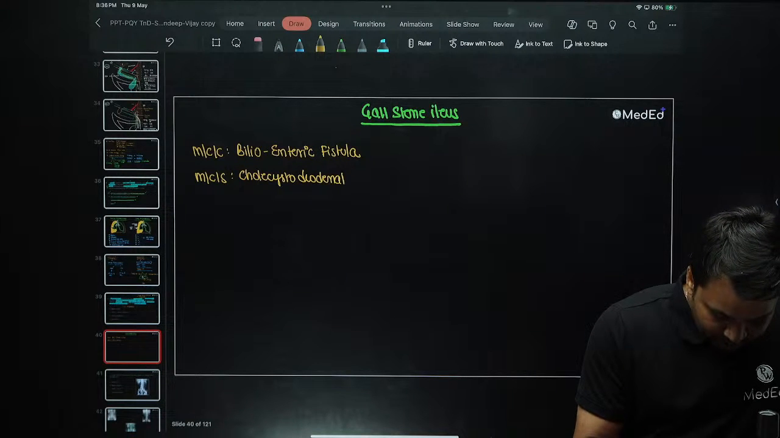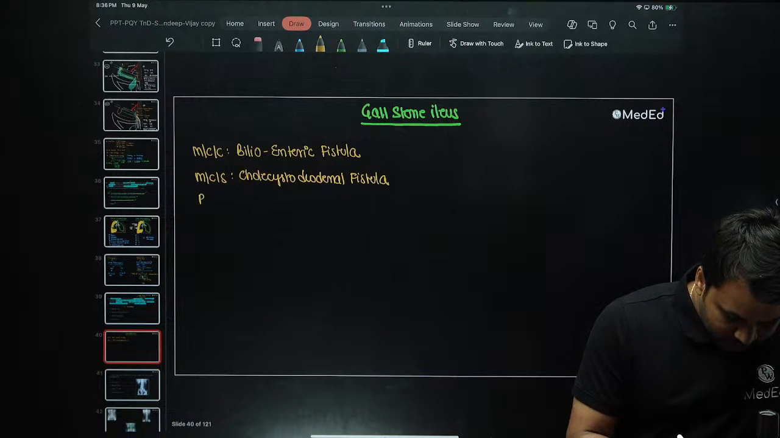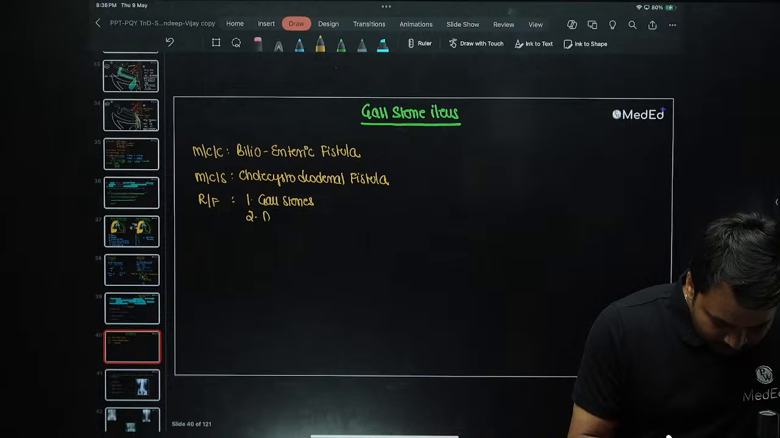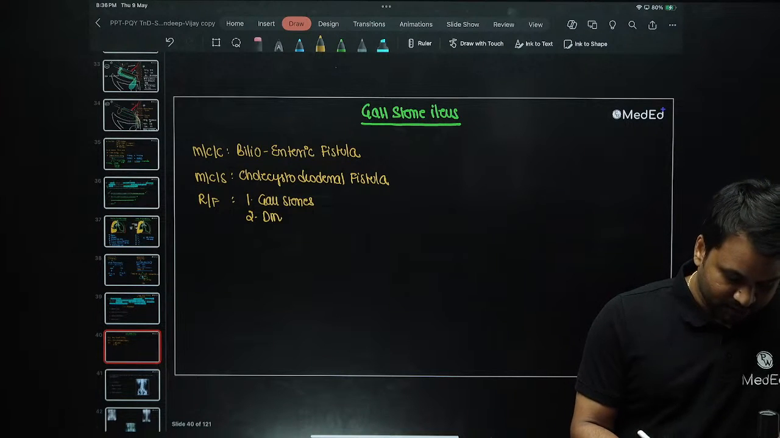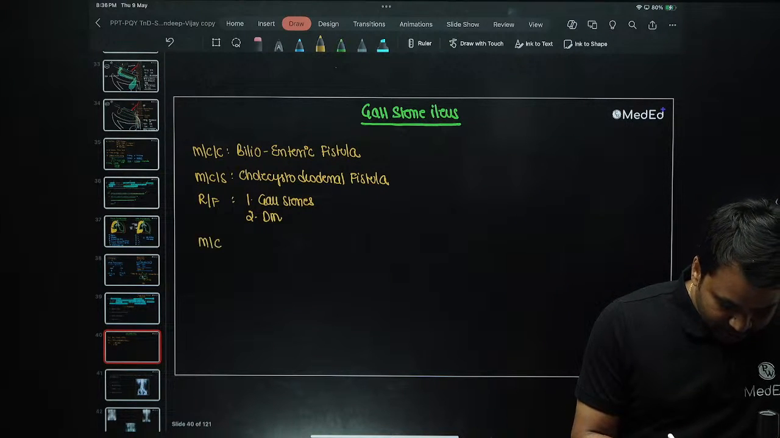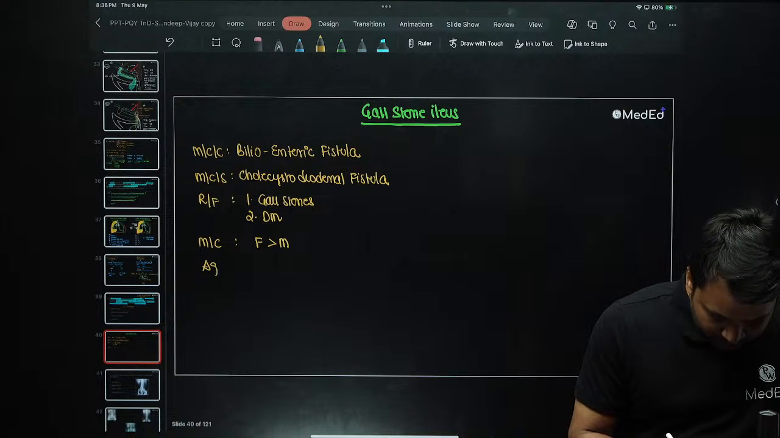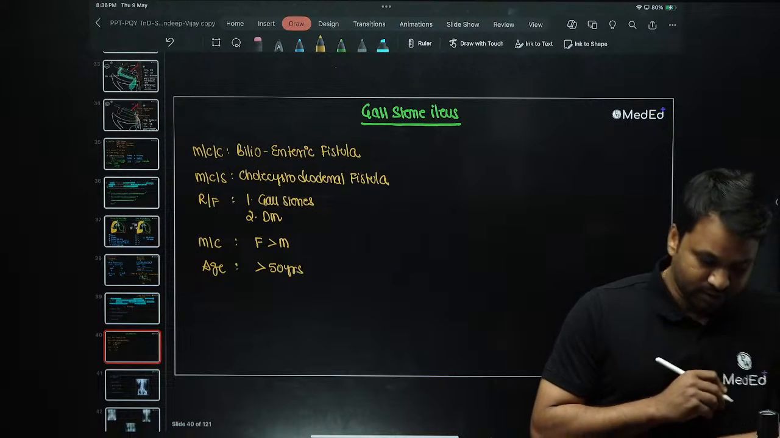It is your cholecystoduodenal fistula. What is the risk factor? Risk factor is the presence of gallstones. Diabetes is also considered to be a risk factor. It is usually seen more commonly in females when compared to males, and the usual age of presentation is above 50 years, right?